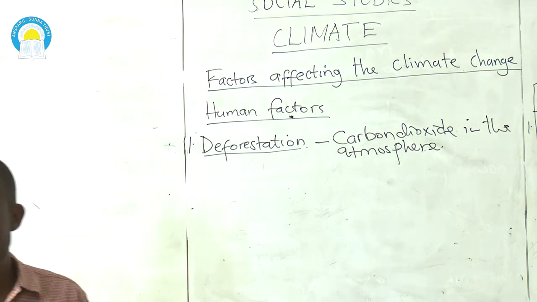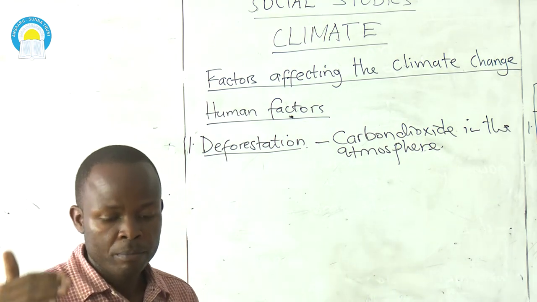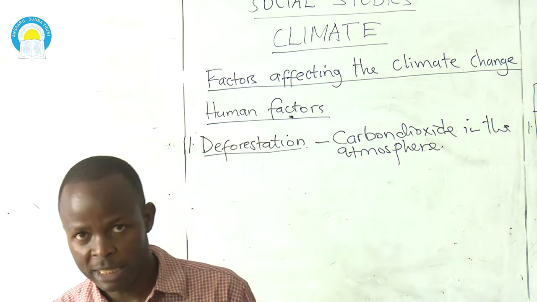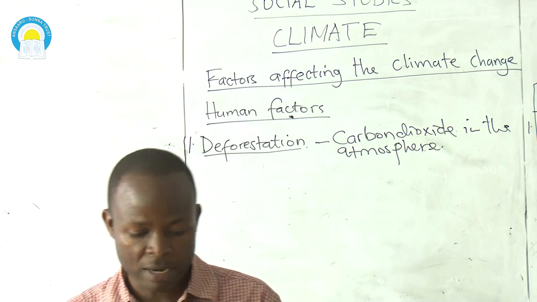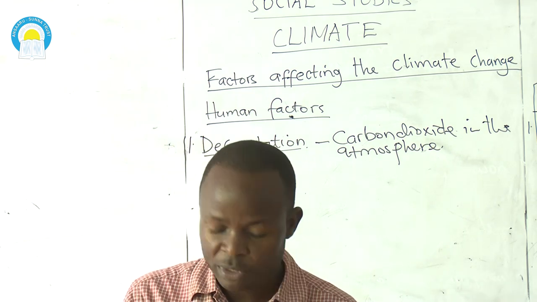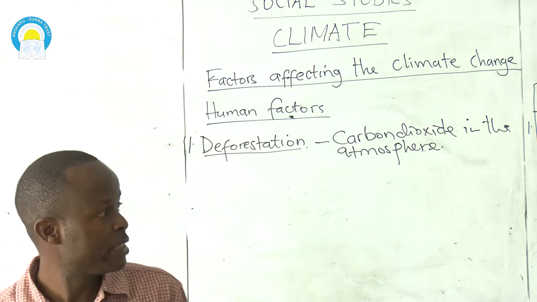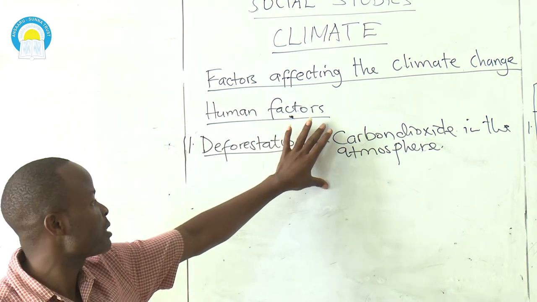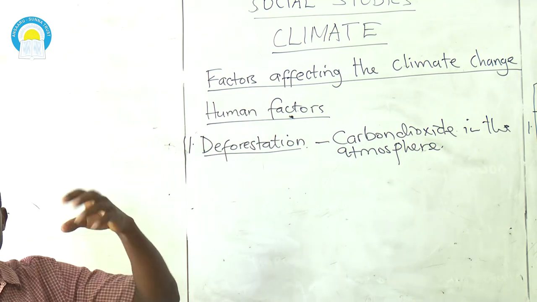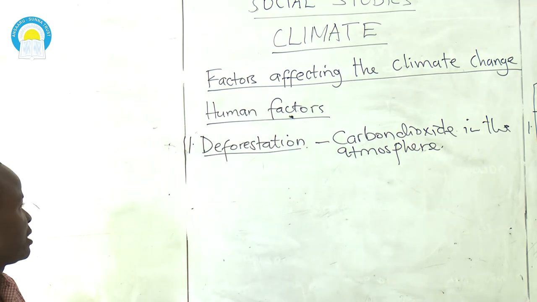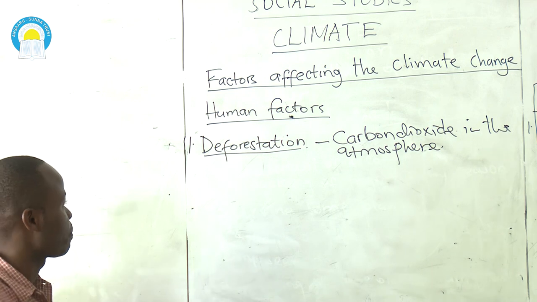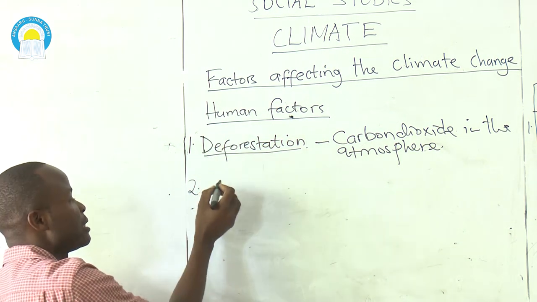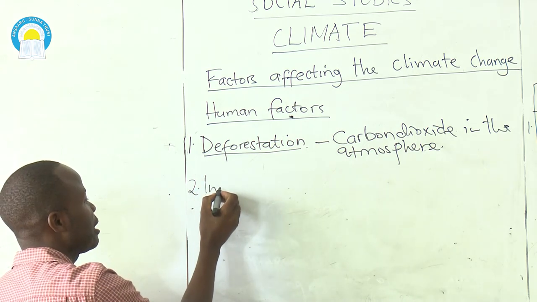When trees are cut, the animals will breathe out carbon dioxide. During breathing in, we take in oxygen and we breathe out carbon dioxide. So when we breathe out carbon dioxide and there are no trees to consume it, the amount of carbon dioxide in the atmosphere will increase when there is deforestation. Number two, which is still almost connected to this, is interference with the water cycle.